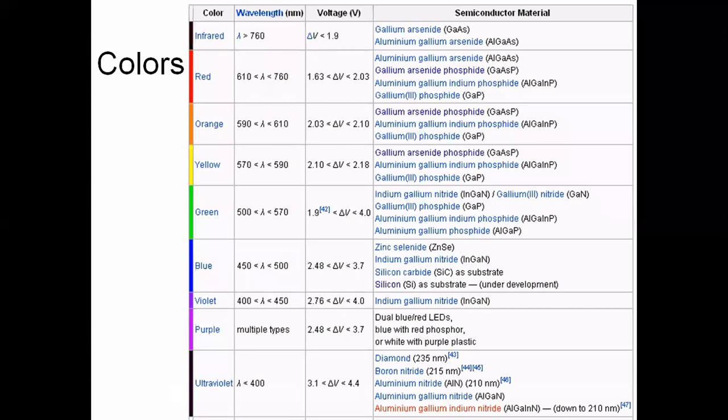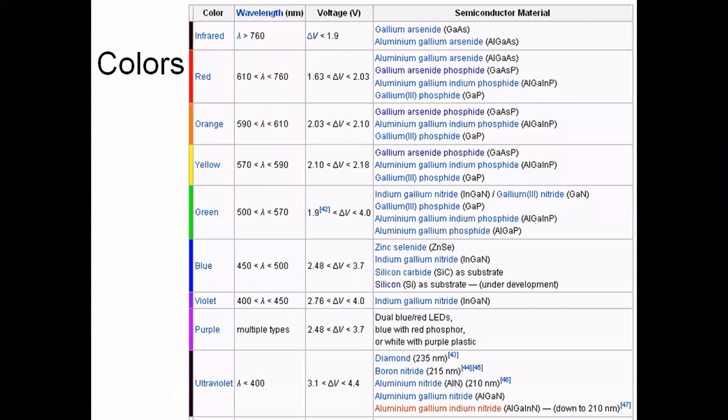If you move up, the purple color LED again has multiple wavelengths. It is not of a single wavelength, and the voltage ranges from 2.48 to 3.7. So 3.7 is the max voltage, 2.48 is the lowest voltage. And if you see the material used for manufacturing this kind of LED, it's the blue with red phosphor and white with purple plastic, isn't it? So these are the combinations to manufacture this kind of LED.